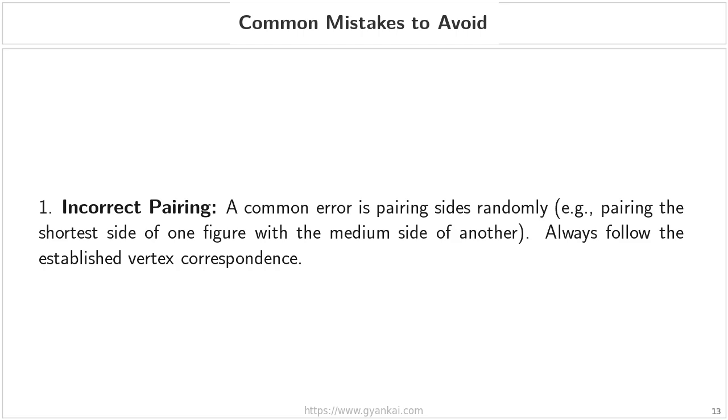First, watch out for incorrect pairing. It might be tempting to just look at the two shapes and pair the shortest side of one with the shortest side of the other. However, you cannot simply pair sides randomly. You must always strictly follow the established vertex correspondence that we discussed earlier in the lesson. If the problem states that vertex A corresponds to vertex P, then side AB must be paired with side PQ.